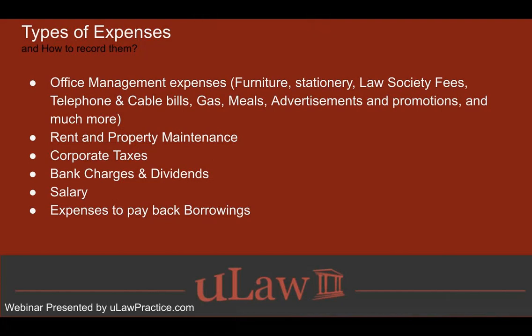Now, what are these types of expenses? Like I already mentioned, these could vary across a range, starting off with the basic law society fee, which is compulsory. The membership fee is something anyone would have, irrespective of whether they have an office or internet or bank account charges, rent, property maintenance. These are all office management expenses that come up as you grow into a firm.